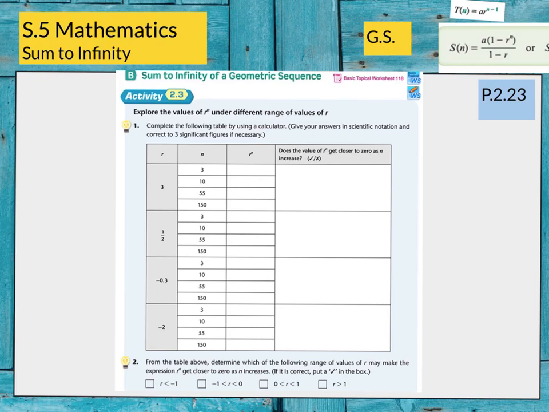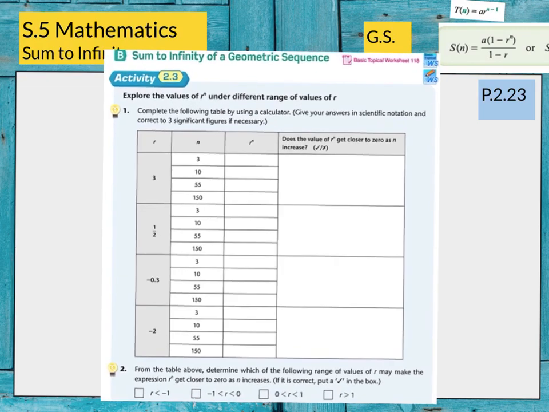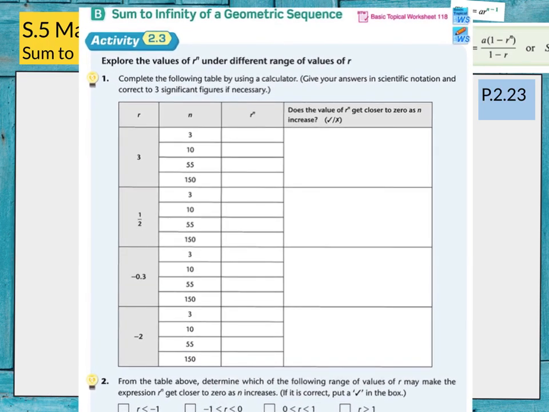Today we are going to discuss the formula sum to infinity. Please go to page 2.23 of the textbook. So let's look at what it is. It is actually talking about a kind of geometric sequence, but the number of terms we actually don't have a limit in it.